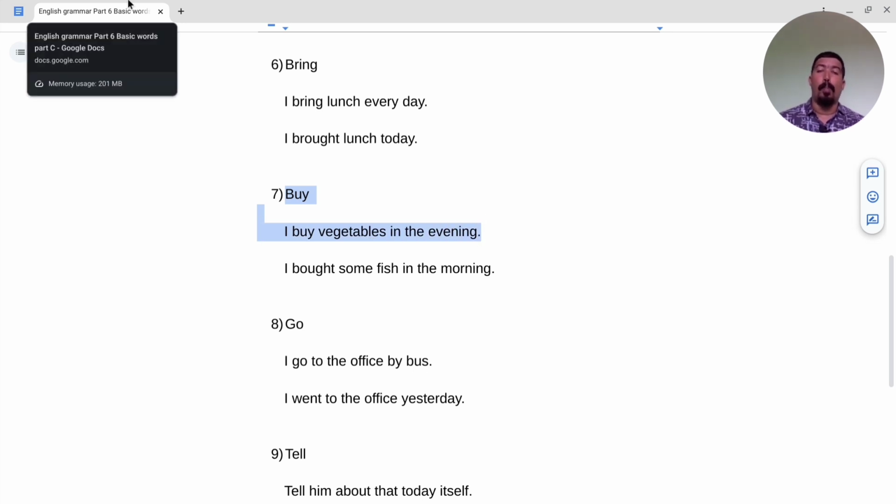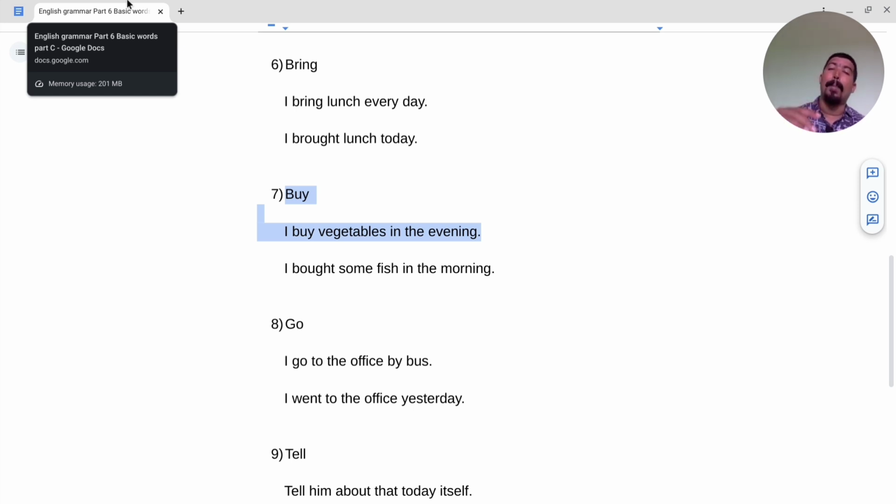The next one is buy. You know what is the meaning of buy or purchase. You go to shops, you purchase something, you buy something, whatever you need, you give money and you buy some products, etc. Okay, so buy. I buy vegetables in the evening. So I have a habit of buying vegetables in the evening every day.